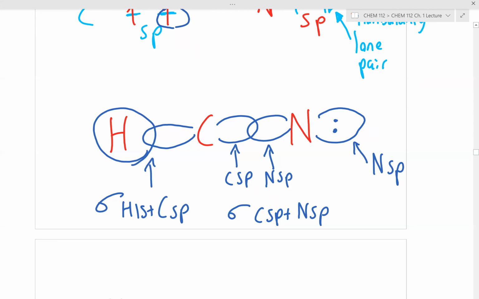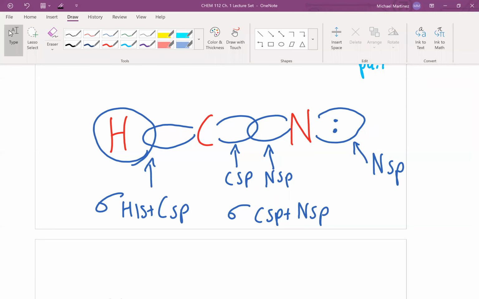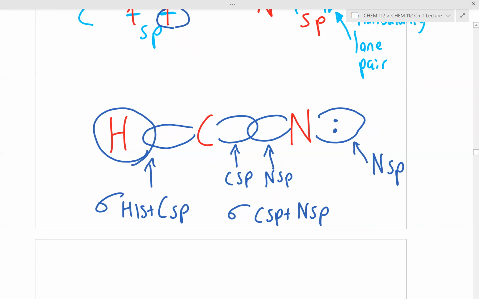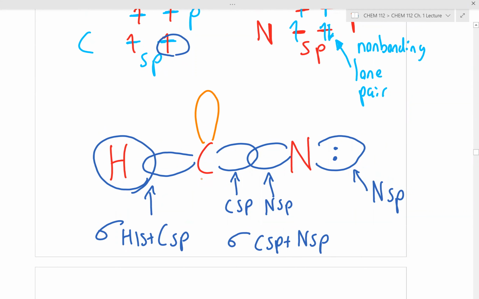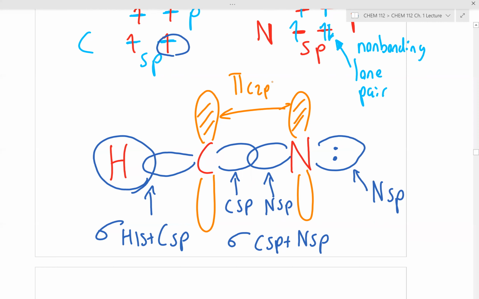Okay, finally, to complete our picture, let's draw out our p orbitals. So carbon has one leftover p orbital that's occupying the vertical space. Nitrogen also has a p orbital occupying the vertical space. To form our first double bond, can we overlap these p orbitals to form a pi bond? Yeah. So this would be a pi carbon 2p plus nitrogen 2p. Perfect.